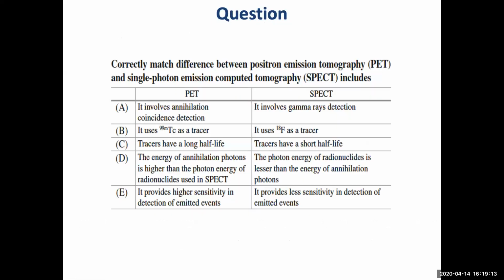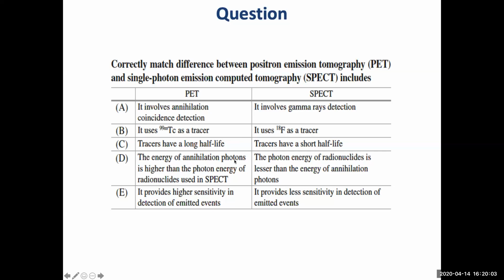I'll go for a question quickly here before the end of the lecture. Please correctly match the difference between positron emission tomography and single photon emission tomography, SPECT. Let's go one by one. PET involves annihilation coincidence detection; SPECT involves gamma ray detection. This is correct. PET uses technetium-99, SPECT uses F18. This is wrong, because F18 is used with PET and technetium with SPECT. One tracer has a long half-life, the other a short half-life. This is also false, because short half-life is for PET isotopes, and long half-life is used for SPECT.